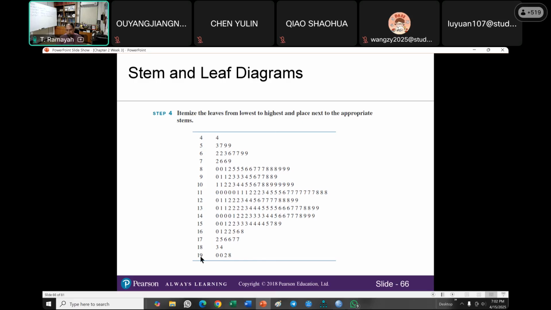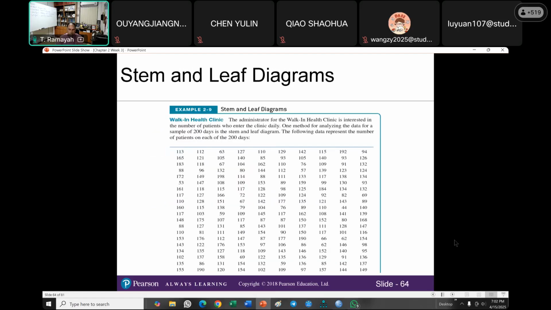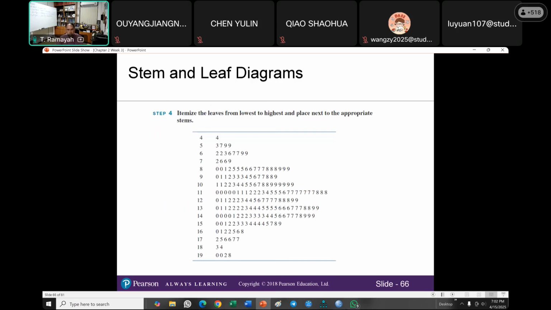192, 192, 198. If you look at your data here, can you see? 198, right? You have stem 1. 192 you'll have as well. So that's how the stem and leaf works. Based on this data, these are the stems. The lowest number is 44 and the highest number is 198. So 4 until 19. The second number will be the leaf.